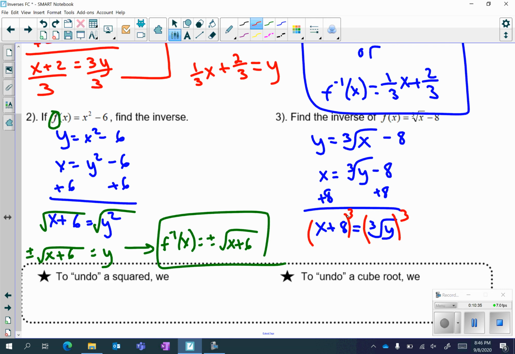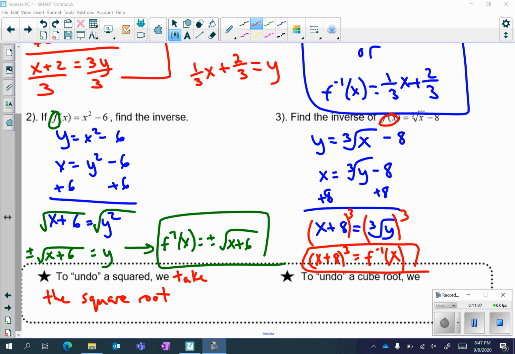Now you're going to end up with an answer of x plus 8 cubed is equal to y, but we have f of x. So I'm really going to write this as f inverse. Keep in mind, to undo a squared, you take the square root. To undo a cubed root, you need to cube it.